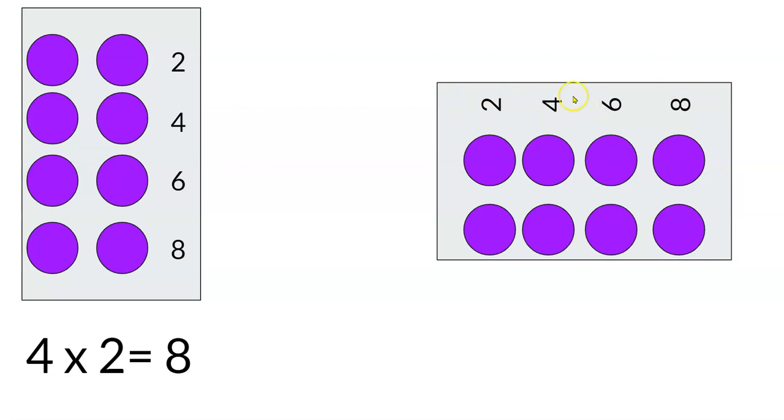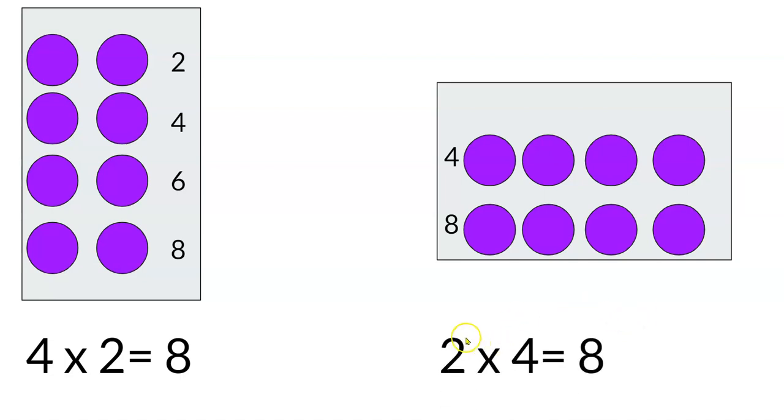Let me go ahead and take away our skip counting by 2s, and let's skip count by 4, since now I have 4 in each row. So let's go ahead and skip count by 4. 4, 8. So this time I have 2 rows of 4, and that still equals 8.